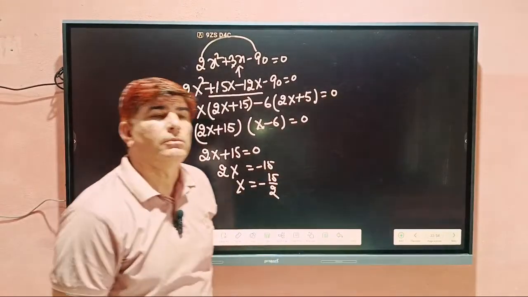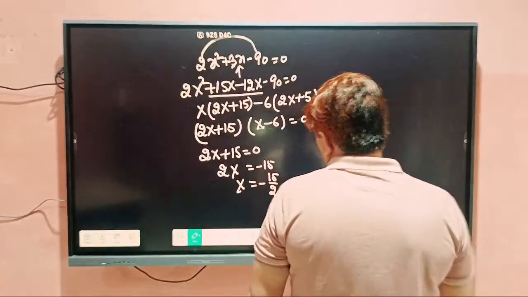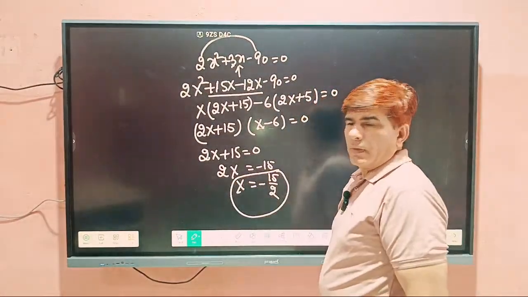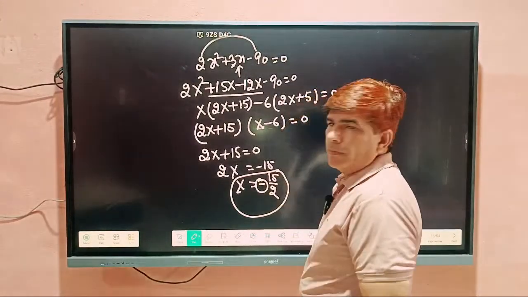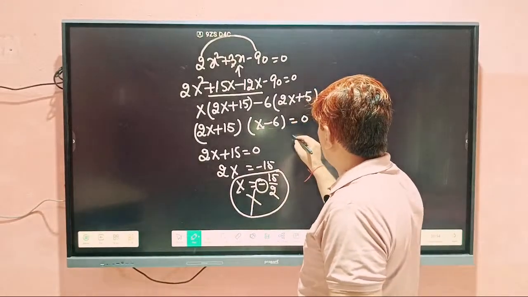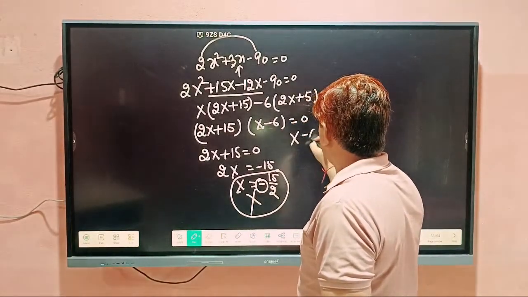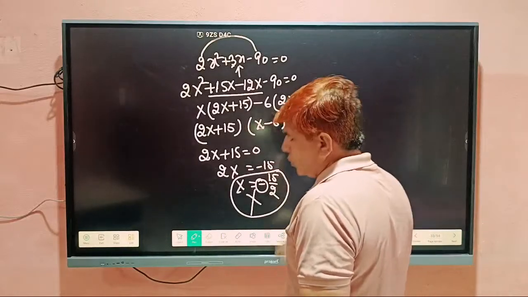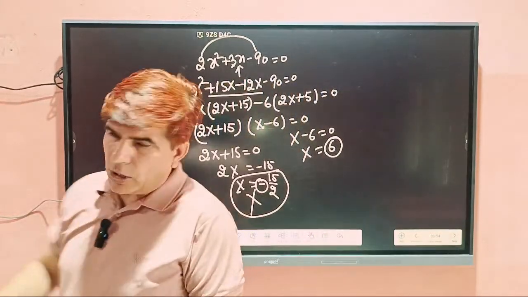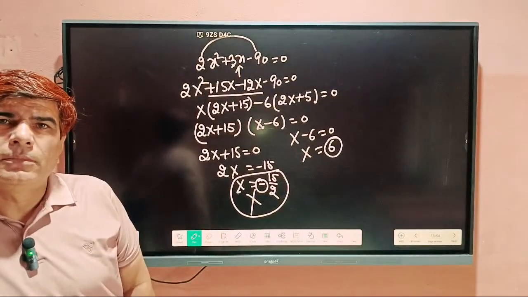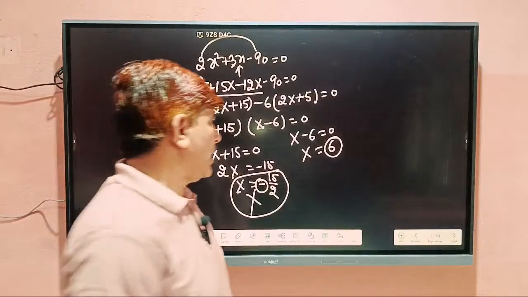X is the production of articles, which is never a fraction and never negative. It is either 0 or more than 0. So this is not the case. So x minus 6 equals 0, so x is equal to 6. So on that particular day, how many articles were produced? 6. Understood? And what's their price?